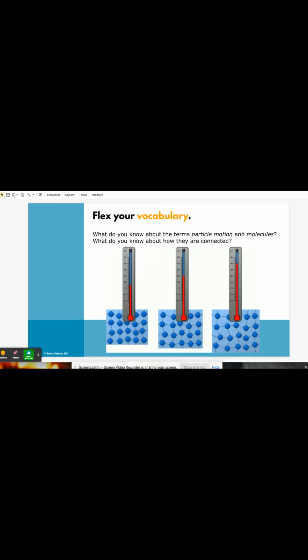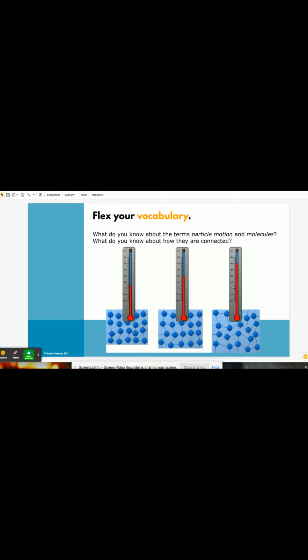Okay, so instant freeze. Keep that in mind. Let's think about our vocabulary. Have we learned about the terms particle motion and molecules? What do you know about how they're connected? And take a look at the image. This will give you some ideas of some things we've already learned.